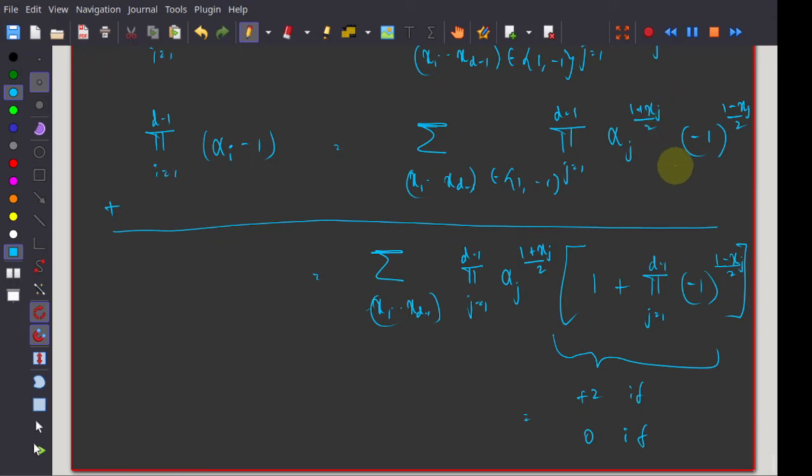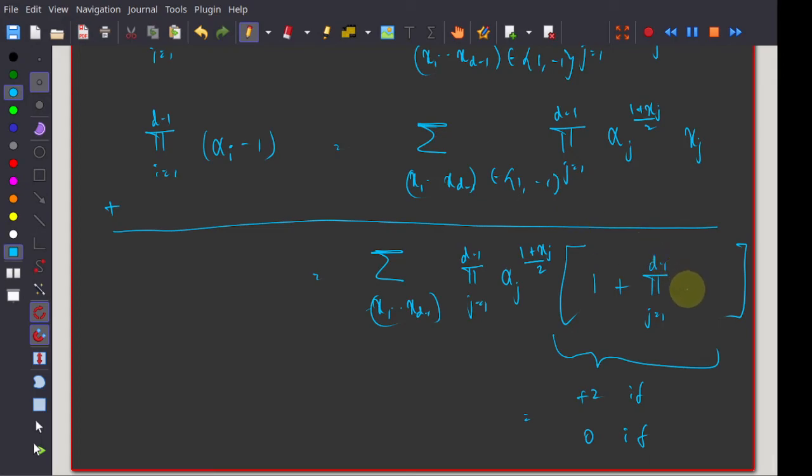Let's take one of these terms, right? When xj equals 1, this whole quantity equals +1. When xj equals -1, this whole quantity equals -1. So basically I can just replace this with xj, right? Do you agree? Okay, so that kind of simplifies things.